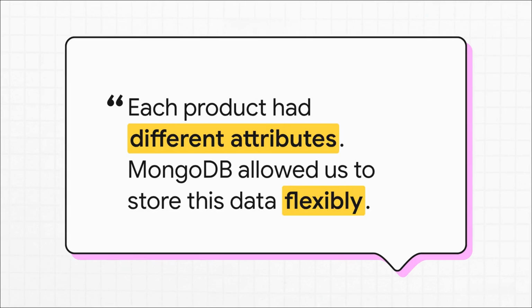Okay, check out this real-world story, because it's perfect. Imagine an e-commerce site. A t-shirt has a size and a color, but a laptop has a processor type and amount of RAM. You can't just cram all that into one rigid table without it getting super messy. MongoDB's flexibility means every product can have its own unique set of details, and that is a massive, massive advantage.